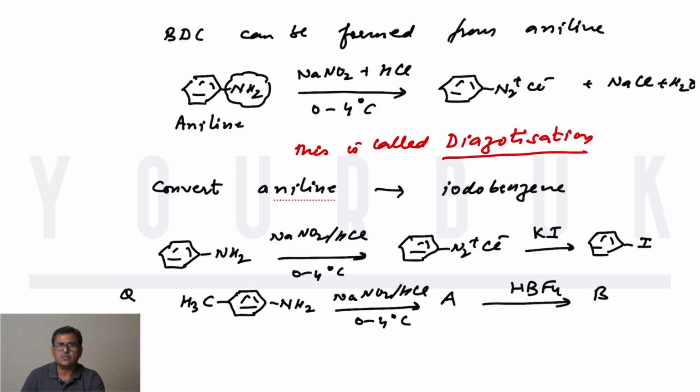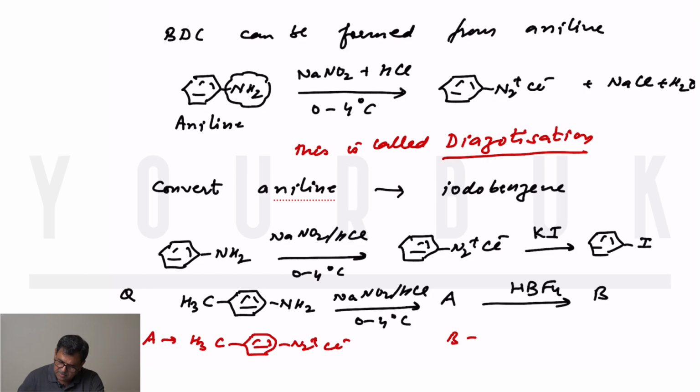So the first step is diazotization. You change NH2 into a diazonium salt. So this is the structure of A.